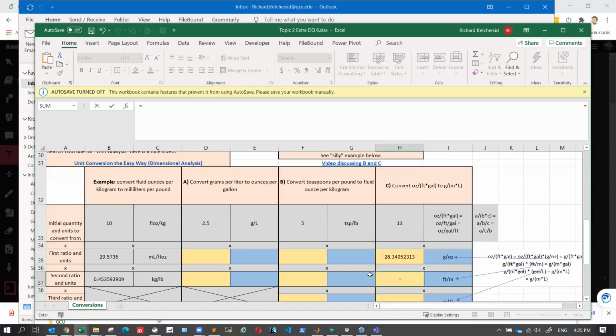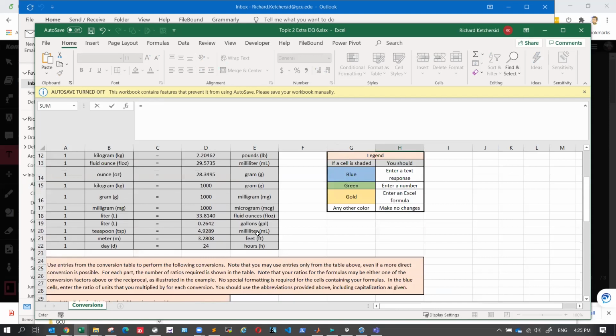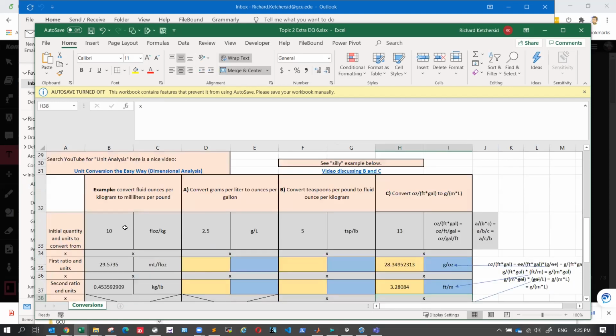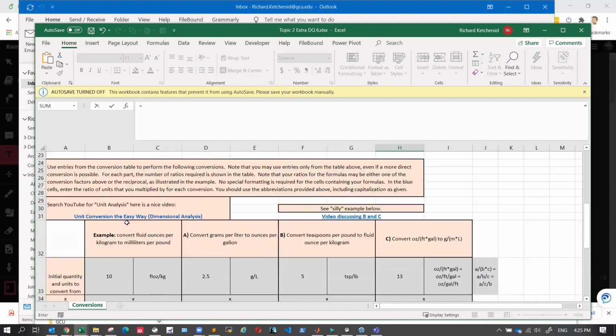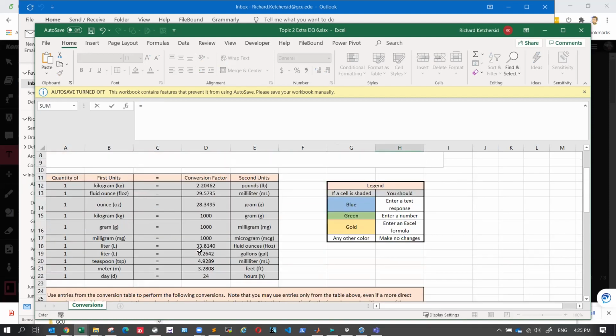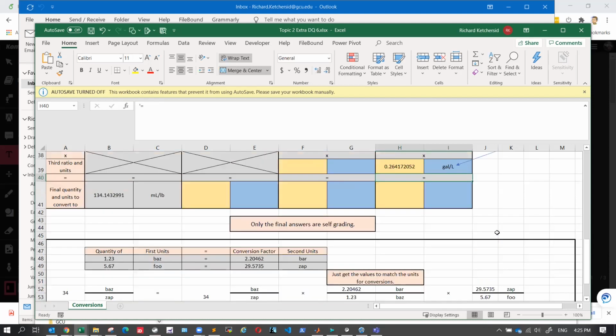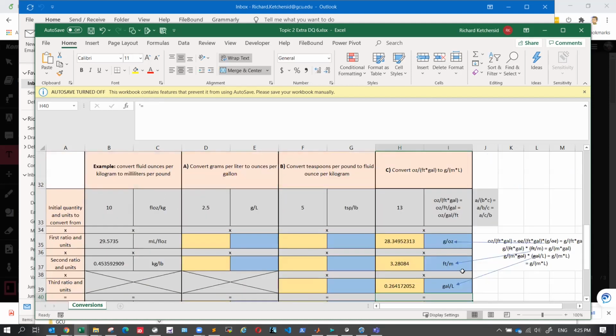Now I want feet over meters. So I come up here and here's my row with meters and feet. I want feet on top and meters on bottom, like that. Then I want gallons over liters. So again, equals, and I come up here and I find my gallons and liters. There we go, gallons and liters. So gallons over liters is what I wanted, like that.